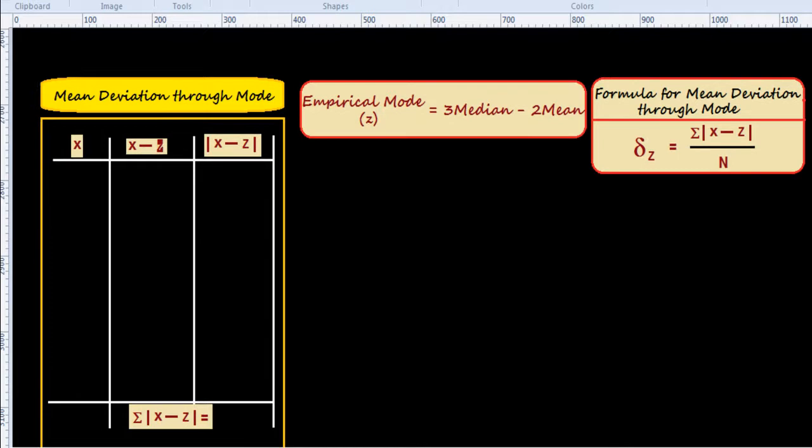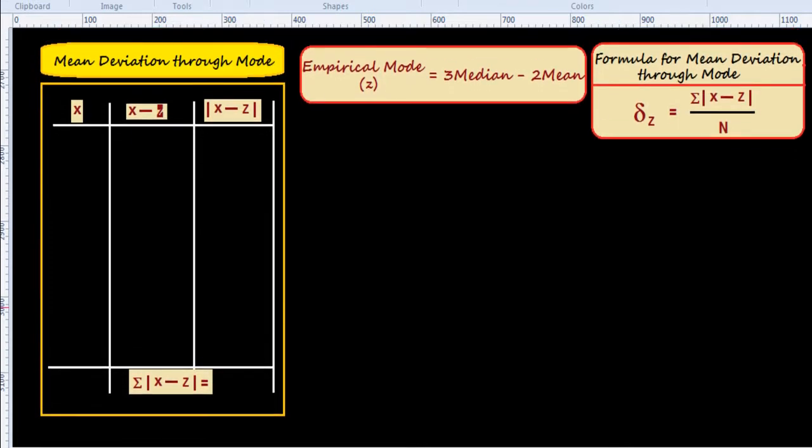Now you see we have the last one, the mean deviation through mod. In raw data it is not possible to find out the mod. Mod is the value of the highest frequency. The frequency of each data is 1 here, no data is repeated. So we see how we get the mod. We get the empirical mod here. The formula for empirical mod is 3 median minus 2 mean.